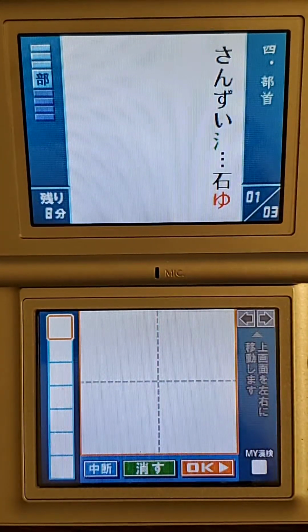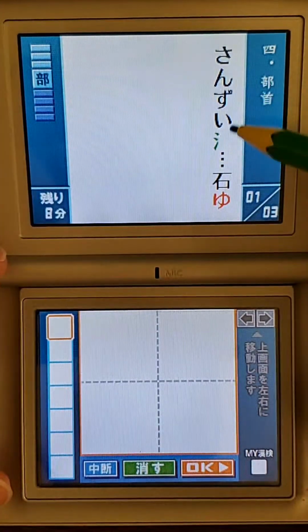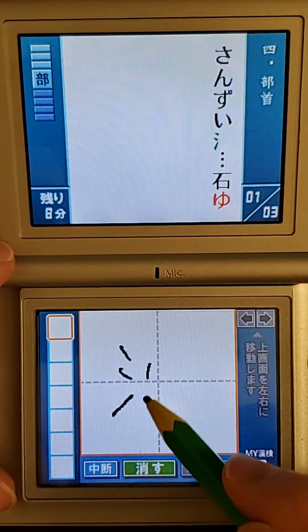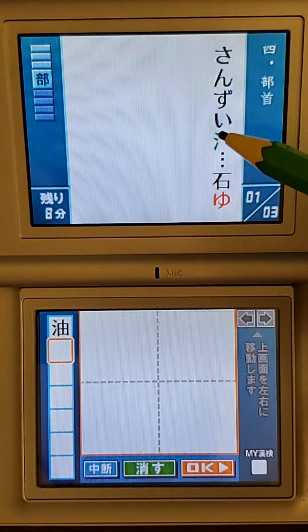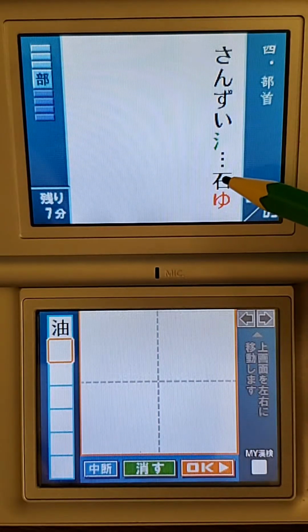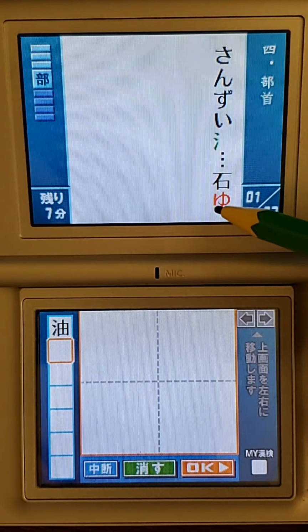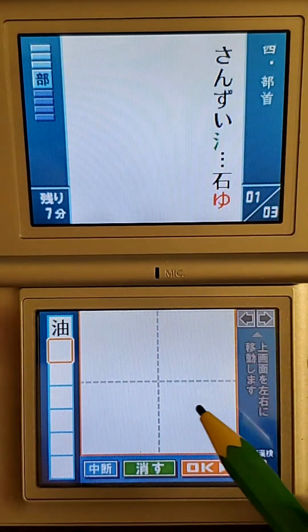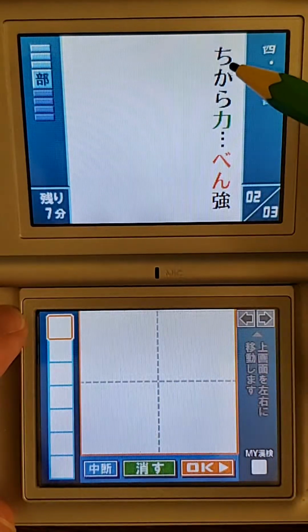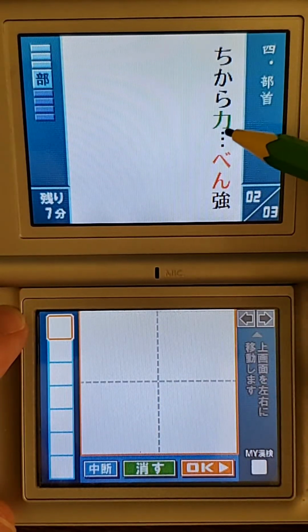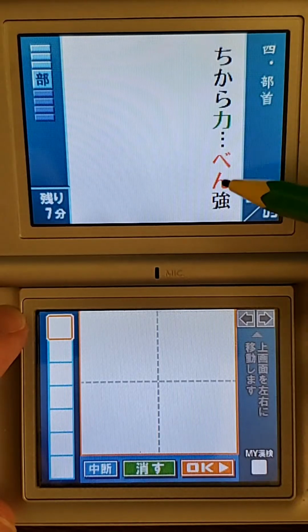IA-san, when reading books, I'm not sure what that kanji is, but I understand it by the reading. Sanzui, Sekiyu. So, taking this, that's Sanzui, the water radical, and then Sekiyu, I know that's rock, and then Abura, so it's like petroleum. I think petroleum, so Sekiyu. Chikara, so this is the radical we're using, Chikara, and Benkyo.